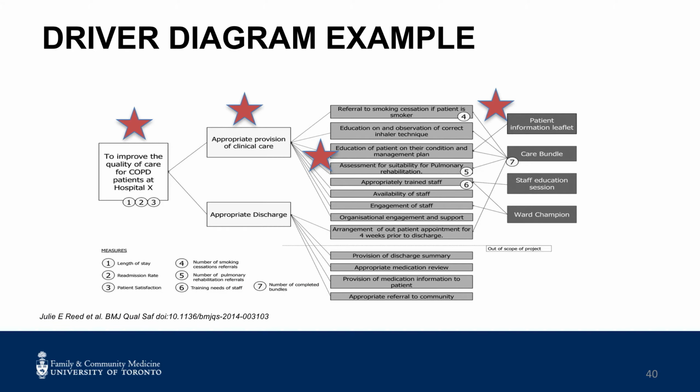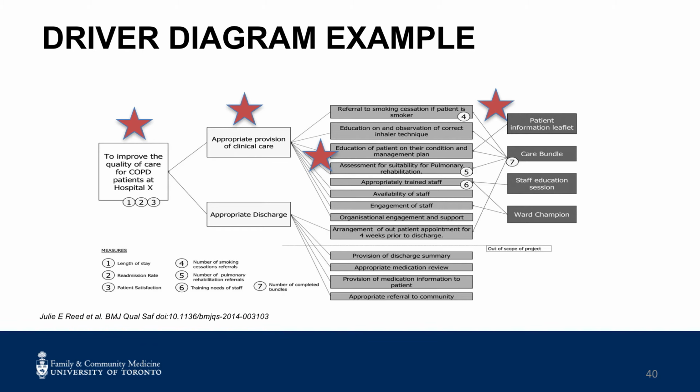In this example of a driver diagram for COPD, the red star on the right of the slide highlights a change idea or a small QI project, patient information leaflet. Looking left, the next red star highlights the secondary driver, education of patient on their condition and management plan. The next red star highlights the primary driver, appropriate provision of clinical care.